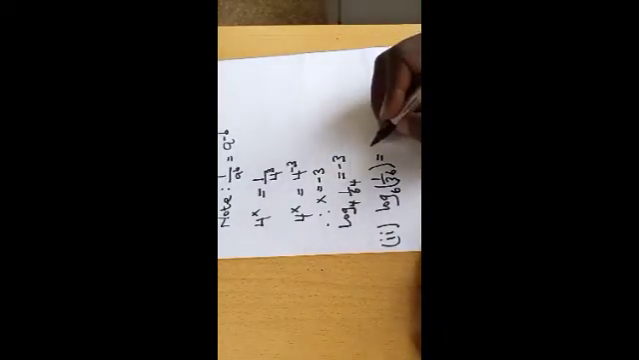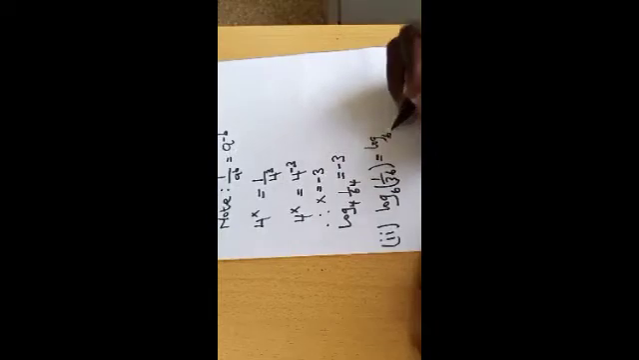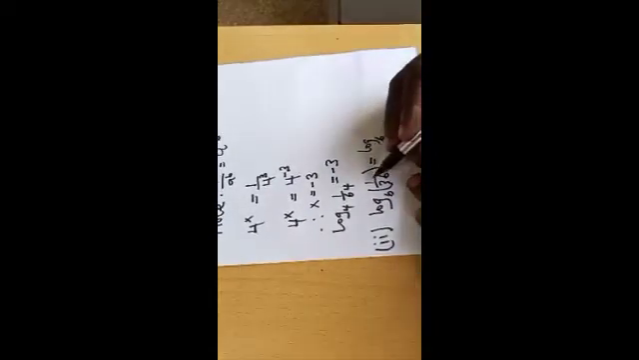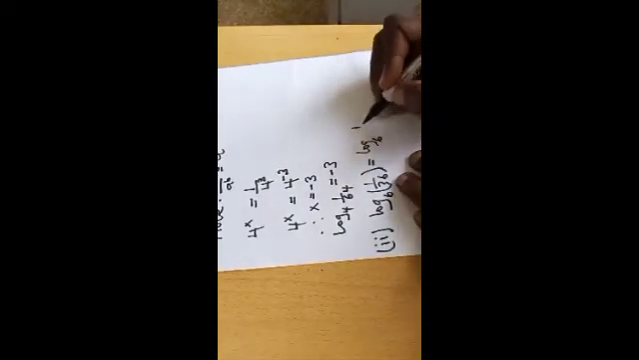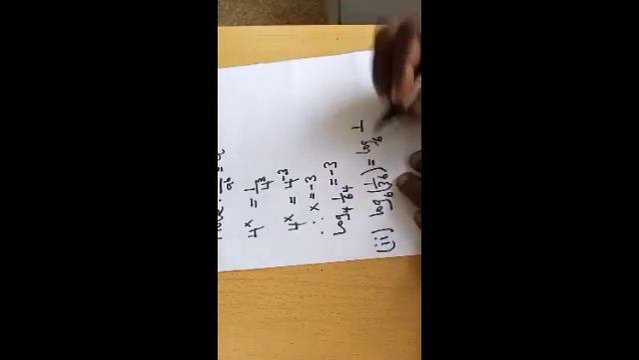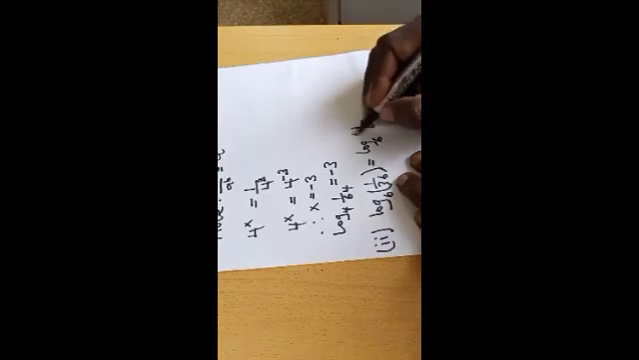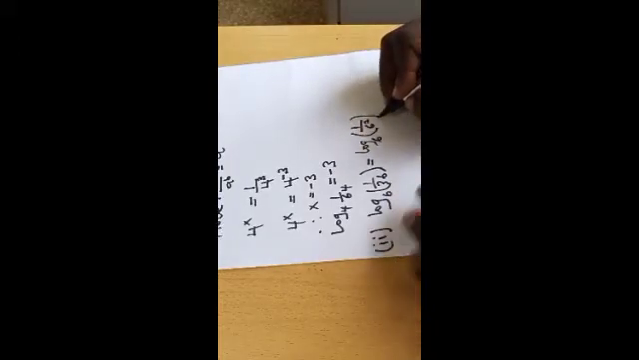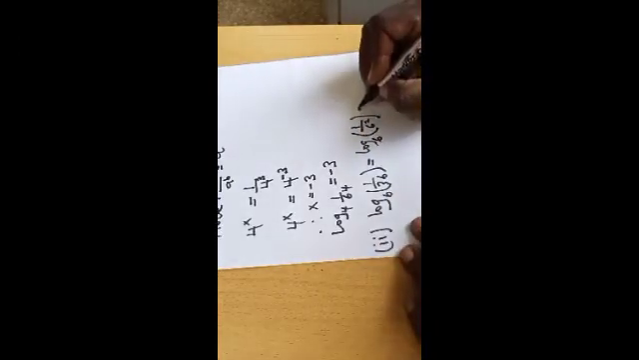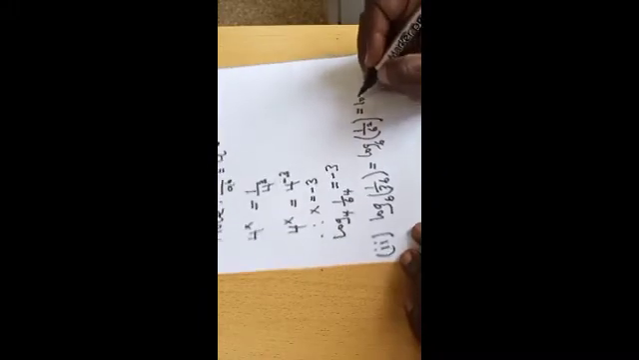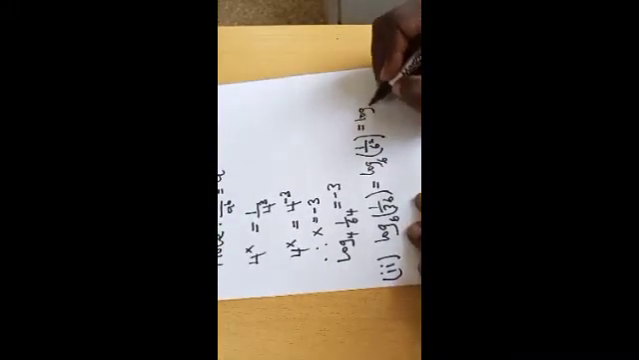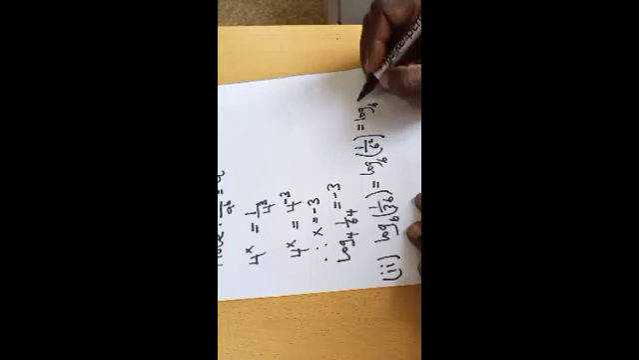So this is going to give us log base 6. I am going to break this 1 over 36 using the base of 6, which will give me 6 to the power negative 2. So this is going to give me log base 6 of 6 to the power negative 2.